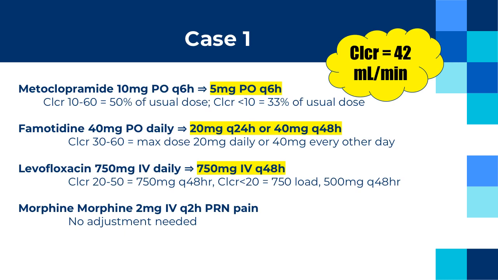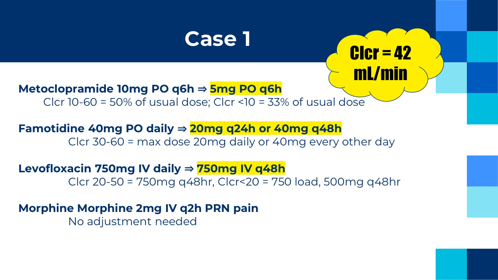If you calculate his creatinine clearance based on his patient characteristics, you will come up with a number of 42 mL per minute. Then, consulting a drug database, you will find that 3 of 4 of his medications do require renal dosing. The metoclopramide is recommended to be 50% of the usual dose when creatinine clearance is between 10 and 60 mL per minute. So in this case, we would alter the drug dose order to say 5 milligrams PO every 6 hours.